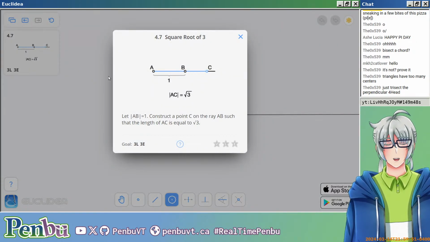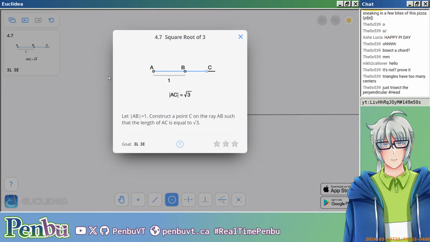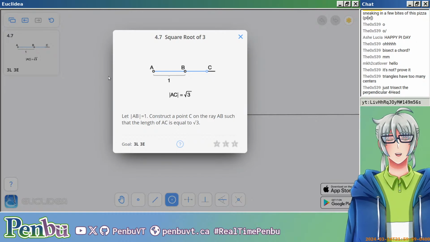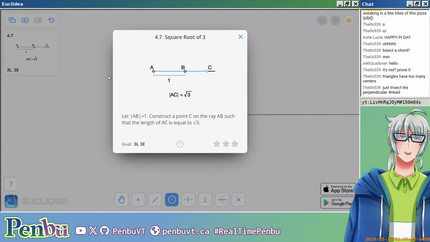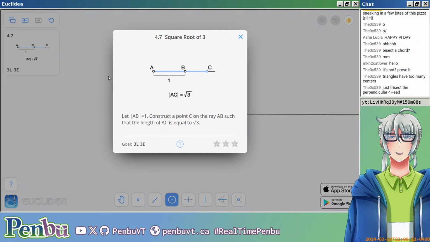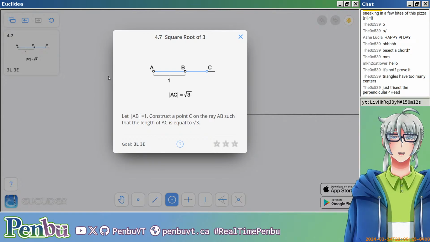Square root of 3. Let AB equal 1. Construct a point on the ray AB such that the length of AC is equal to square root of 3. Now, what is the square root of 3? It is saying that if we look at the Pythagorean theorem, we can construct a triangle out of it. Then it means that 3, or what was it? What is the square root of 3?